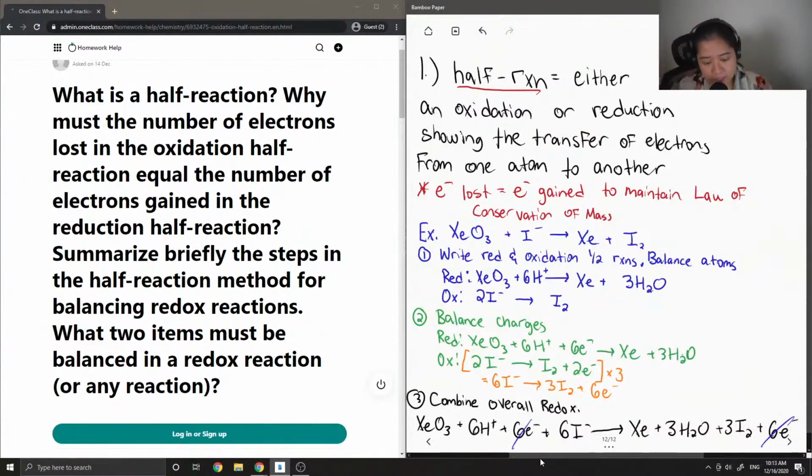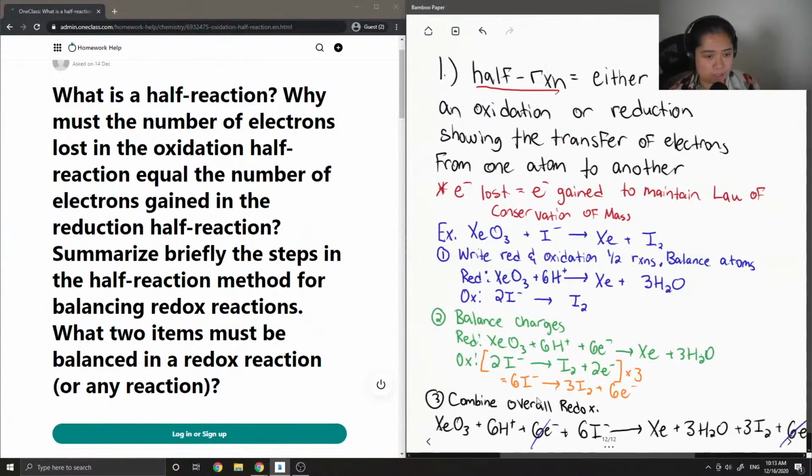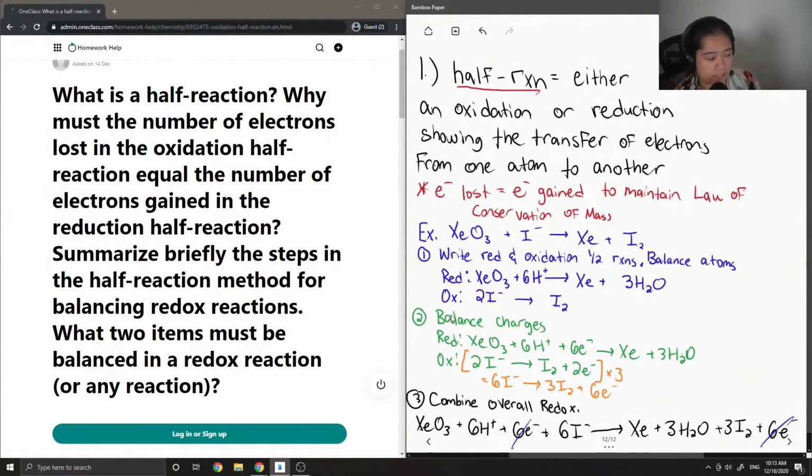So let's double check that everything is balanced. We have 1 xenon on both sides, 3 oxygens on both sides, 6 hydrogens, and 6 iodine. And in terms of the charges, we have 6 positively charged protons and 6 negatively charged ions to neutralize each other on that side, and everything is neutral on the product side. So this is an example of the steps that you would take in balancing redox reactions.